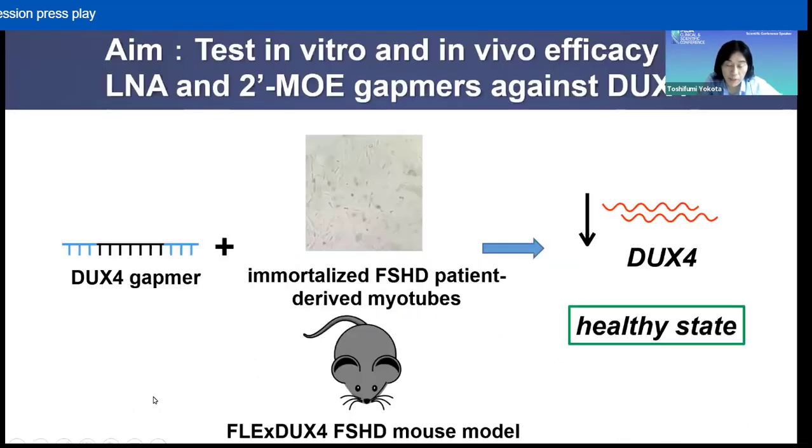Here we use a couple of different models. One model is FSHD patient-derived myotubes, and these are immortalized cells developed by a French group and a UMass group. Another model is an FSHD inducible mouse model. This was developed by a University of Nevada group, and we tested our antisense oligos in these models, and we looked at the effect of DUX4 knockdown in these models.